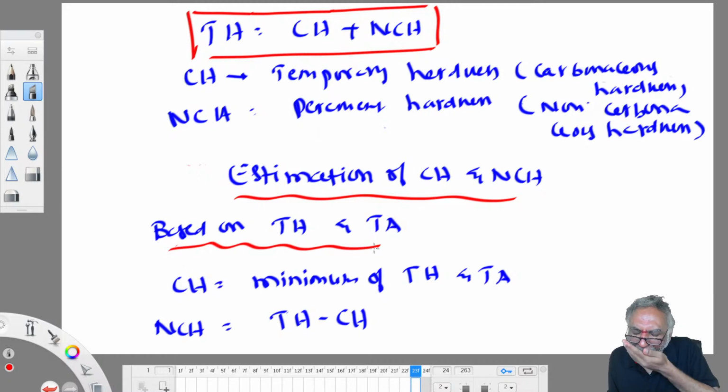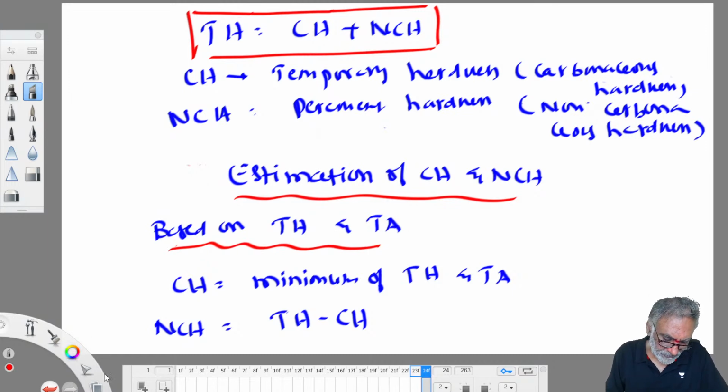Based on this, numericals keep being asked in exams, the GATE exam and the ESE exam. Find carbonaceous hardness, non-carbonaceous hardness, or total hardness, right? Calcium and magnesium will be given to you, and they ask for total hardness.